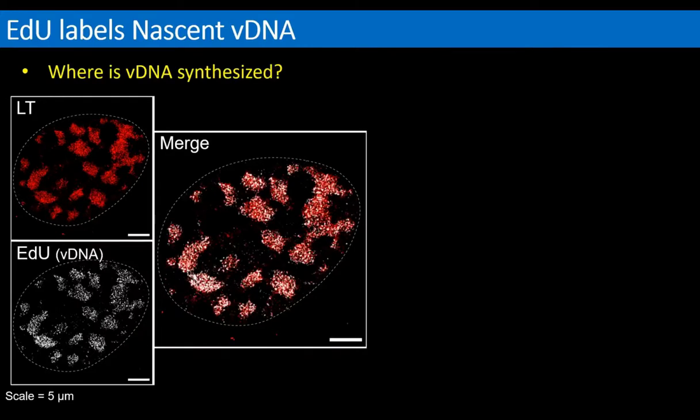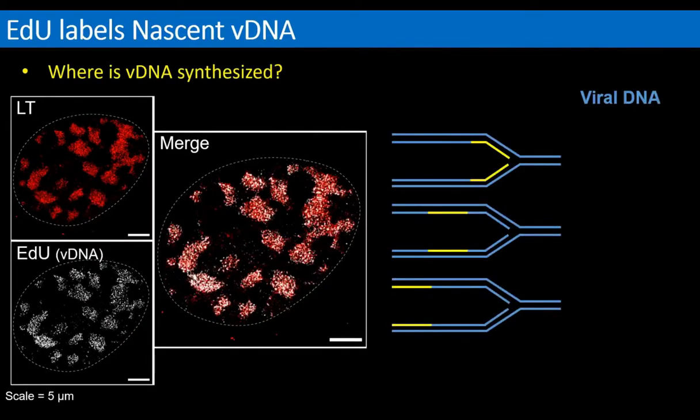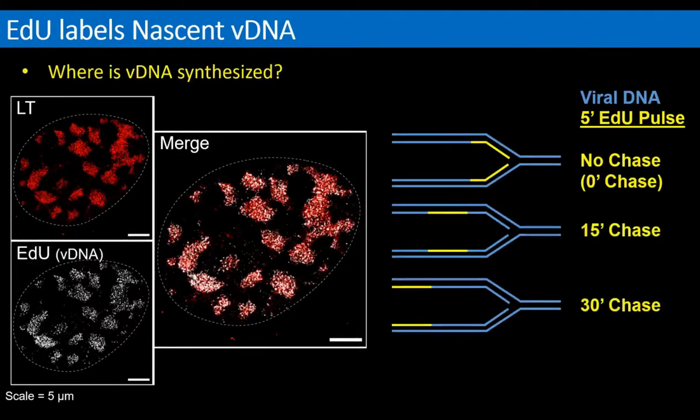I adapted this principle to pulse-chase experiments, where infected cells were given a much shorter EdU pulse, usually 5 minutes, then either fixed immediately or chased into EdU-free media before being fixed at a later time point. In effect, the EdU pulse labels a discrete subpopulation of viral DNA, and we're imaging that subpopulation at different times post-synthesis and in different cells.